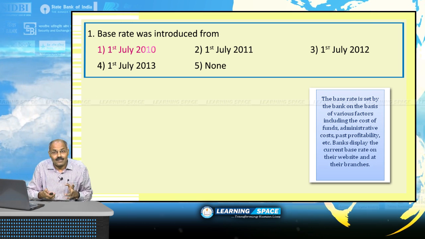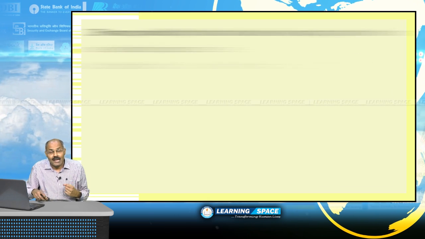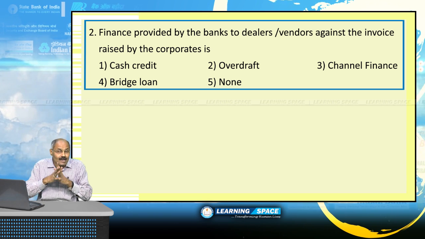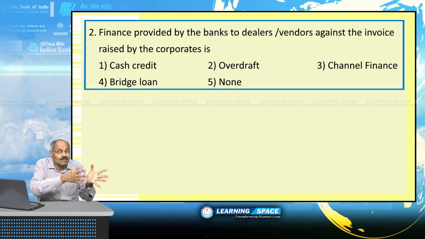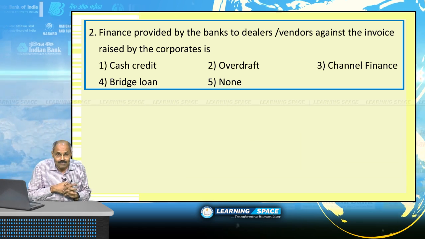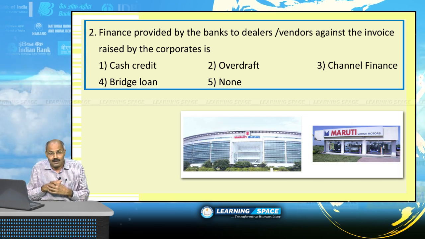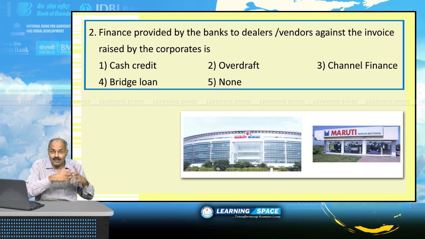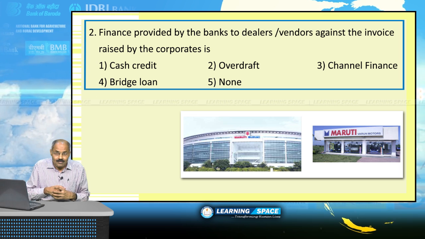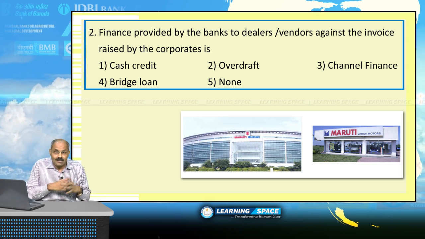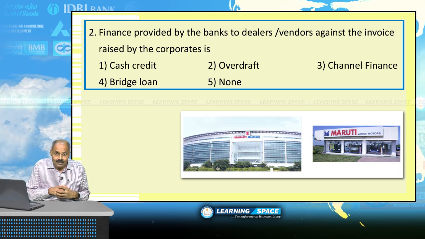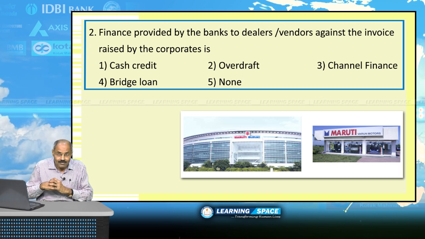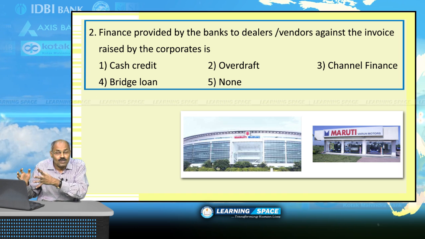Right friends, look into the next question. Finance provided by the banks to dealers or vendors against the invoice raised by the corporates is? All of us are well aware, the Maruti factory is there in Manesar in Haryana near Delhi. It manufactures cars at the Manesar factory. Let us assume that the dealer is situated in Bhopal. Let us name the dealer Varun Motors, Bhopal.